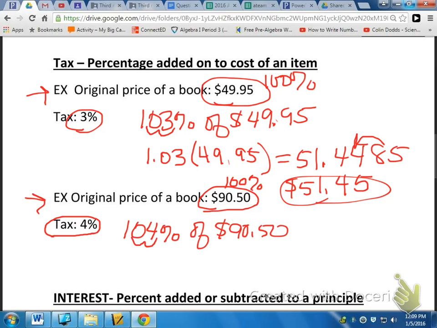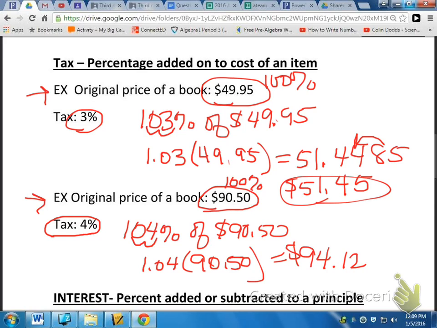So move the decimal over 2 places. 1.04 times $90.50, and it comes out to exactly $94.12.